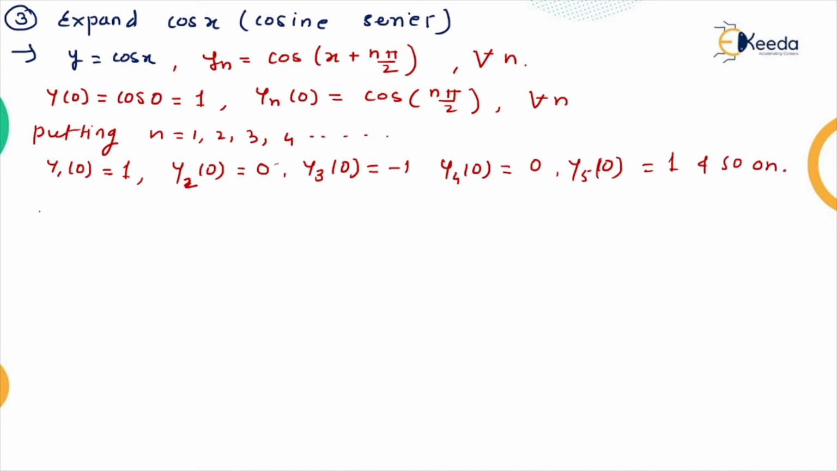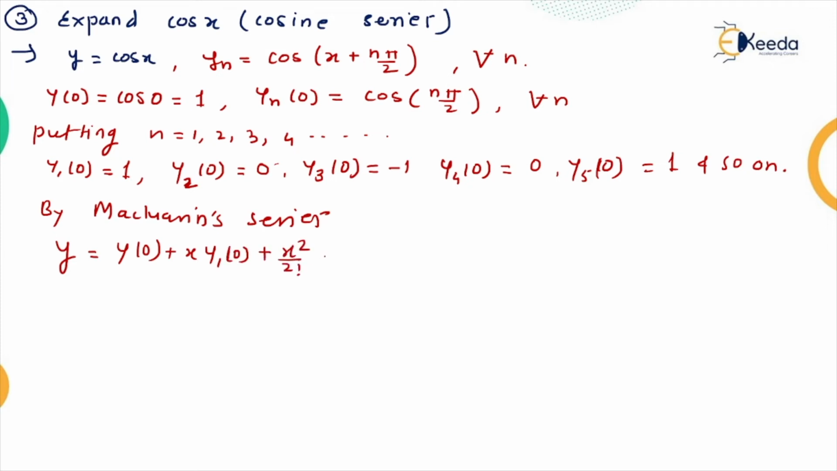So clearly, guys, now you know by Maclaurin's series expansion. So what is a Maclaurin series expansion? This is y, and y is equal to y of 0 plus x into y1 of 0 plus x square divided by 2 factorial into y2 of 0 plus x cube divided by 3 factorial into y3 of 0 plus and so on.